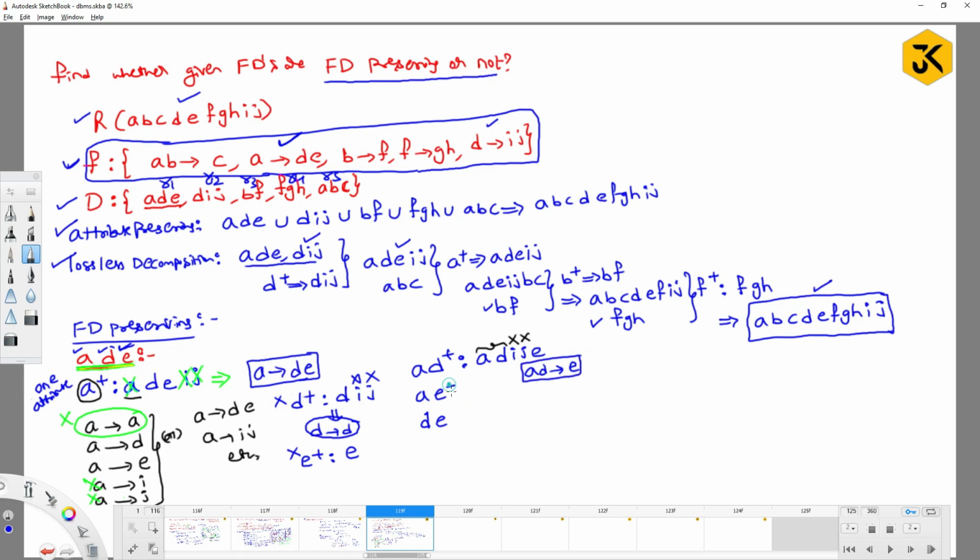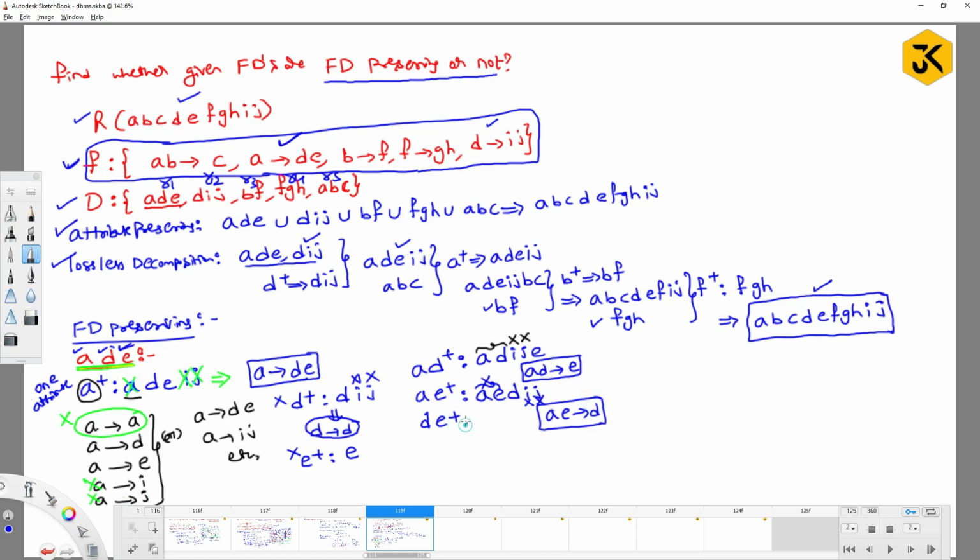Similarly, if you find AE closure, you will get AE. From A you can get DE. Very good. From D I can get IJ. Now I and J are not in our relation, so I can eliminate. AE is the trivial functional dependency, so I can eliminate. So from AE I can determine D. This is one more FD possible for this relation from the given functional dependencies.